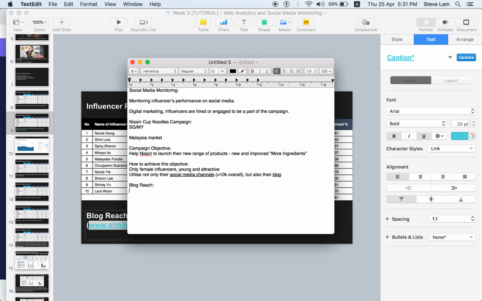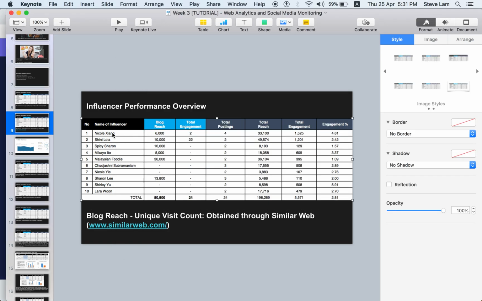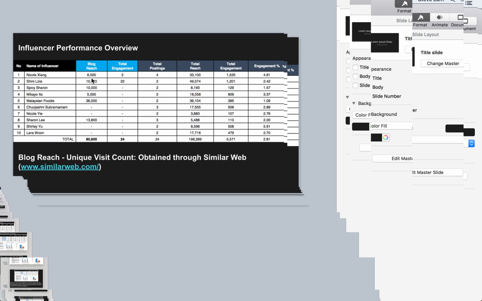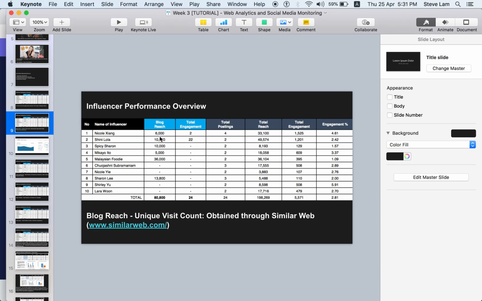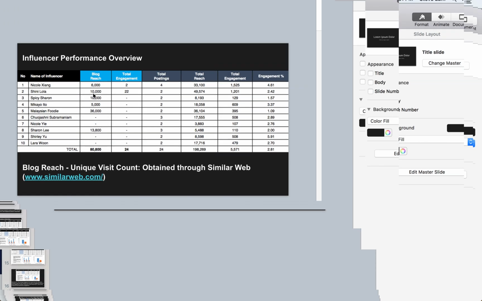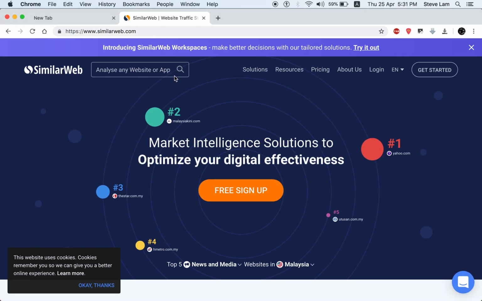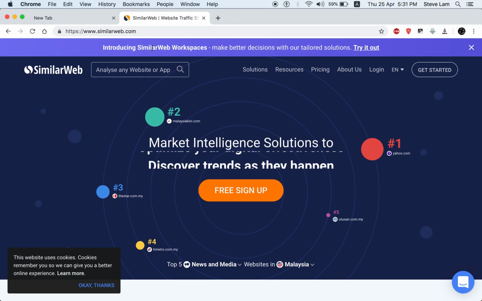How do you calculate blog reach? You look at the total unique visits to the website, average per month. So in this case for Nicole Xiang, at the time that we looked for her page, there's 6,000 visits average per month. For Shini Lola, it's 10,000 visits per month. And you got it from this website called similarweb.com.